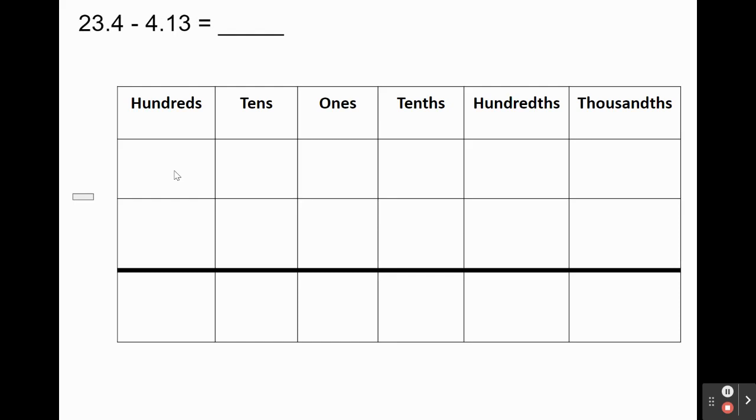All right, guys, let's get ready to subtract. So we have 23 and 4 tenths minus 4 and 13 hundredths. We're going to put 23 and 4 tenths in the first row and 4 and 13 hundredths in the second row. Then, because there's a blank there, we put a 0. Now we can begin our regrouping.